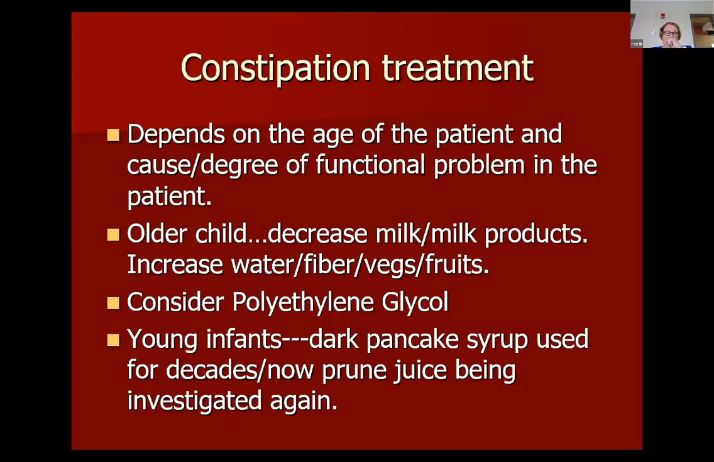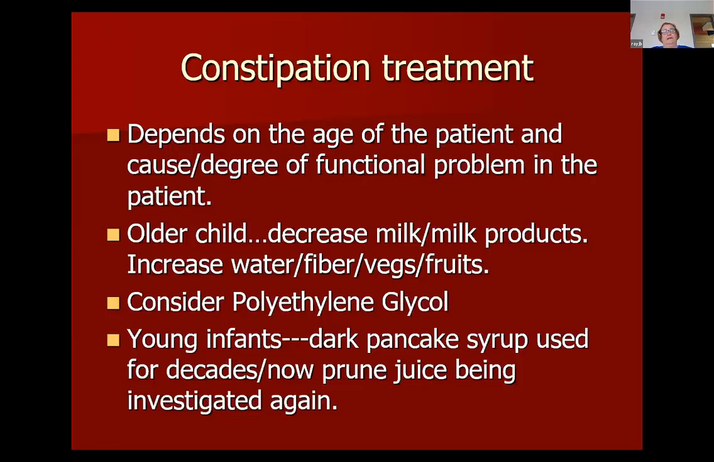So in young infants, we used to use the dark Karo syrup for years and years and years. Why this is true, the dark works better than the light. I can't give you a scientific reason for that, but it's actually true.